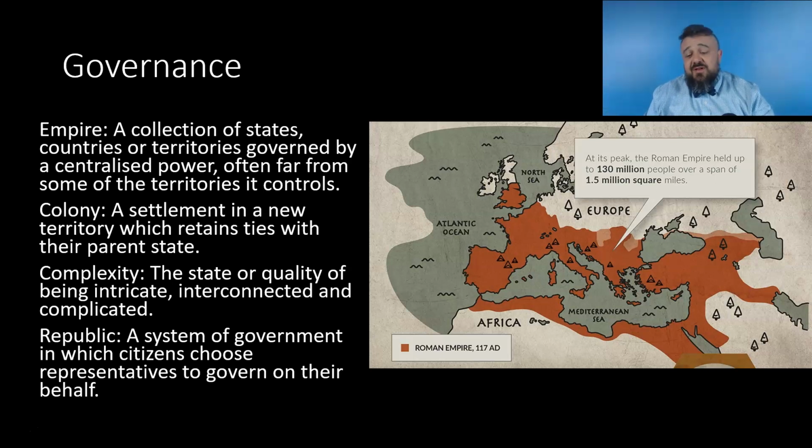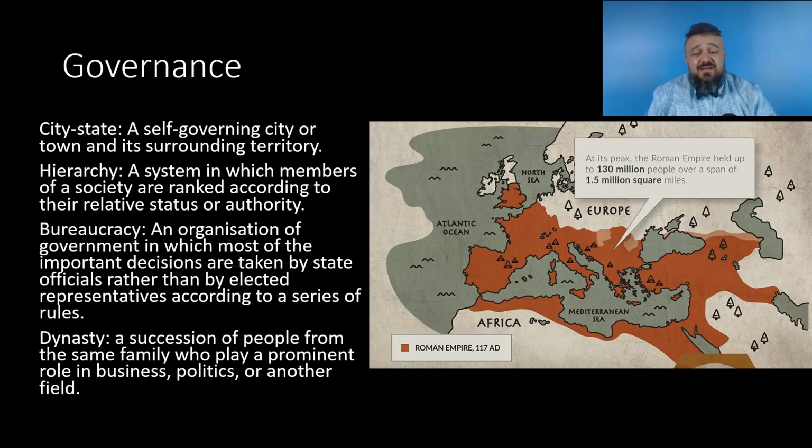Republic, which is a system of government in which citizens choose who represents them. And then we have the city-state, which is a self-governing city or town and its surrounding territory. We have a hierarchy. This means that there is order. So we have a system in which members of society are ranked according to importance or authority. Bureaucracy, this is a thing within the government in which decisions are taken by state officials rather than elected people. And that's actually, some people, we have different opinions on this, but a bureaucracy means the goal there is to take away the whims of an individual and keep it fairer.